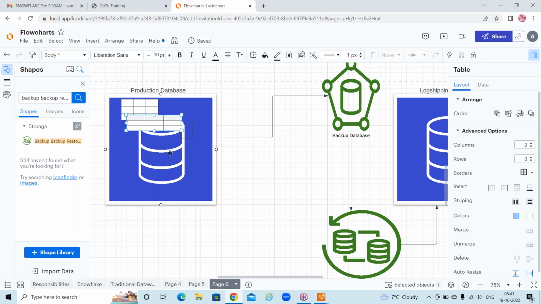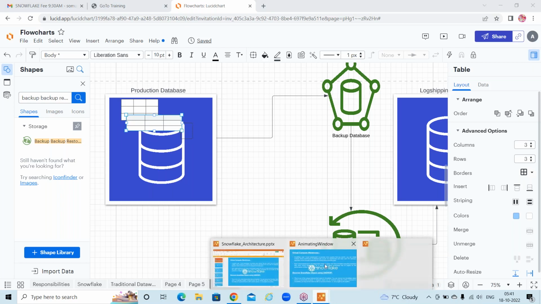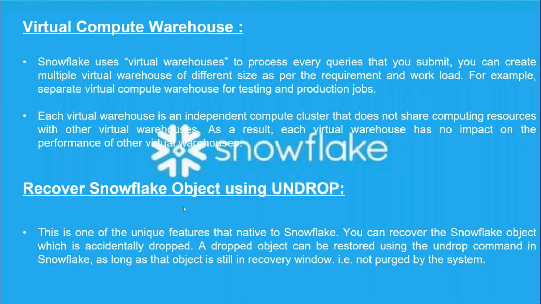Suppose you took the backup today at 9 o'clock, and then you lost your data at 9:30. Then you are going to restore the 9 o'clock backup, and you will lose 30 minutes of data. So you have these problems with our traditional system. In Snowflake, if you drop an object, you can bring it back within a fraction of a second with the original data, so no need to worry. You have such a beautiful feature in Snowflake.